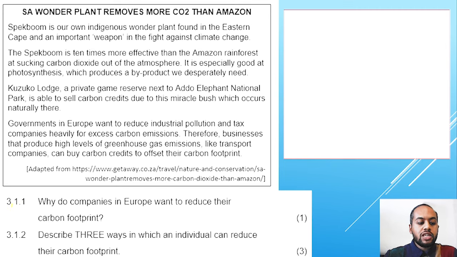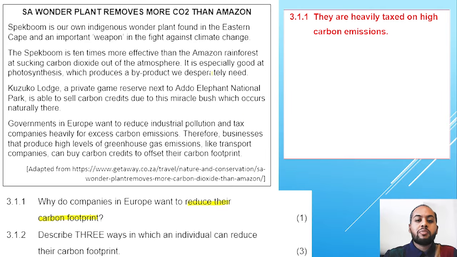The first question, 3.1.1, says why do companies in Europe want to reduce their carbon footprint? So firstly, they are heavily taxed on high carbon emissions, which would have been stated somewhere in the passage. That is the reason as to why companies want to reduce their carbon footprint, because they are heavily taxed for high carbon emissions.